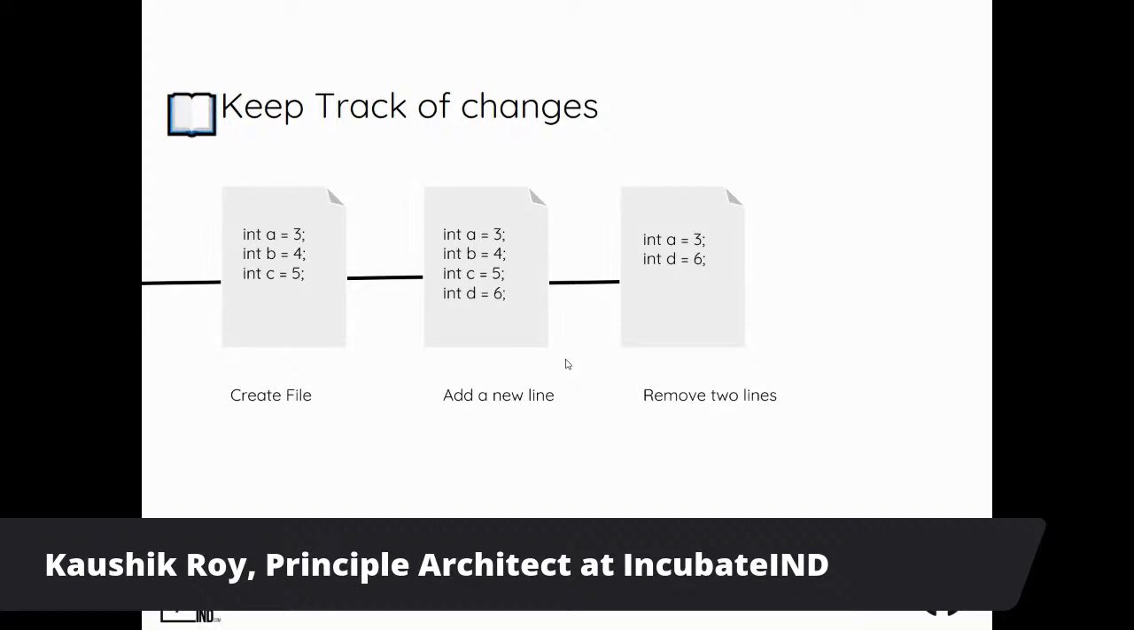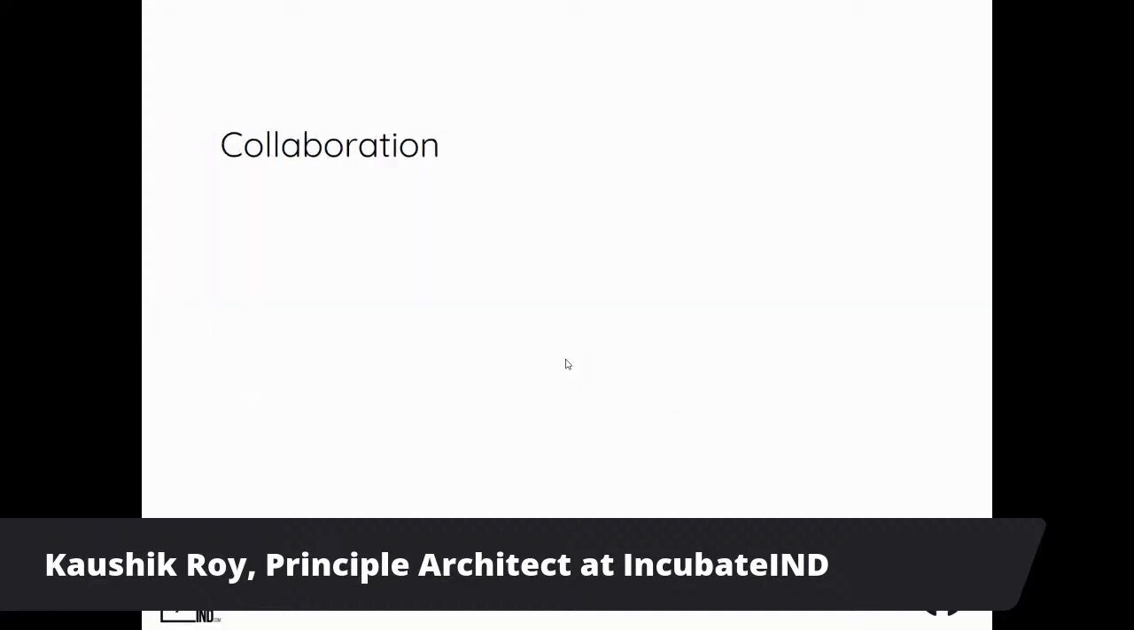So what do you do then? You will have to keep track of the changes, because if you do not keep track, you wouldn't even know that somewhere in between you had four variables. So the first and foremost thing is that Git allows you to keep track of the changes which you are making throughout the project development's life cycle.